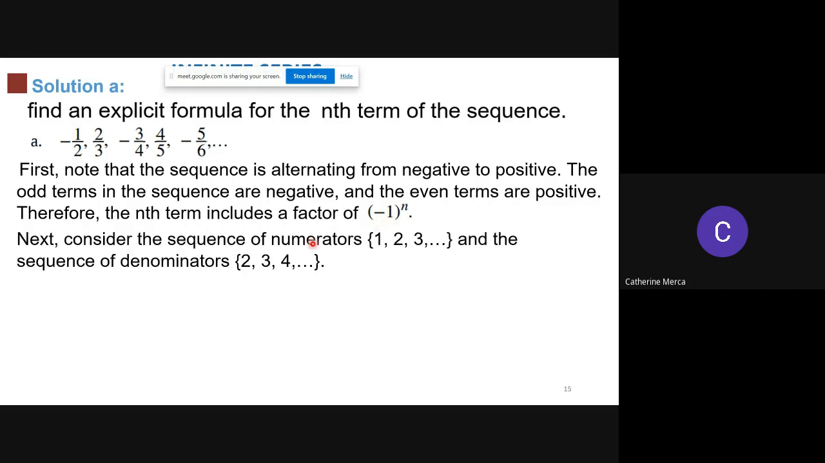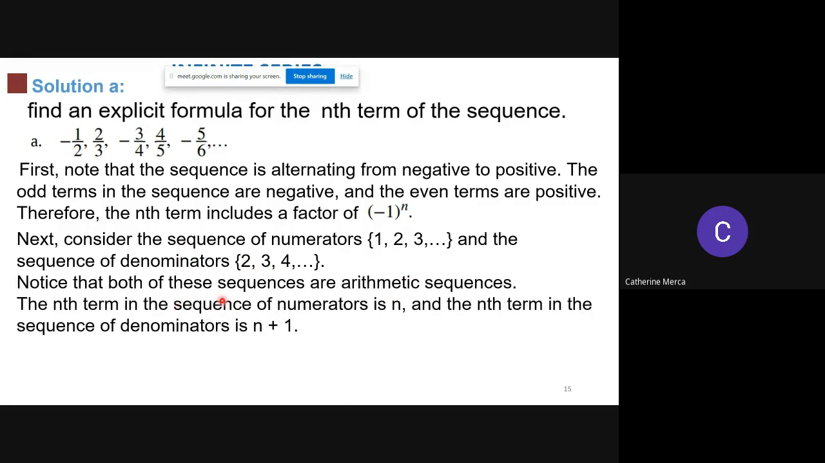Next we consider the sequence. I emphasized earlier that you have 1, 2, 3, 4, 5. In terms of n, this is simply n, correct? Then n plus 1 below, in the denominator. Both of these sequences are arithmetic sequences. In the numerator, you have n, with a factor of negative 1 to the n, all over n plus 1 in the denominator. So it is easy, right?